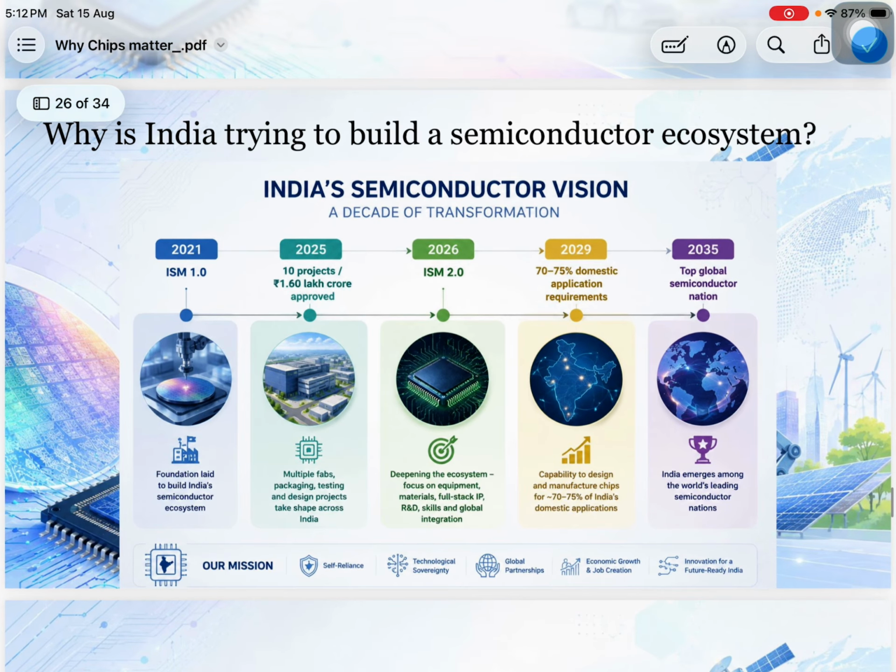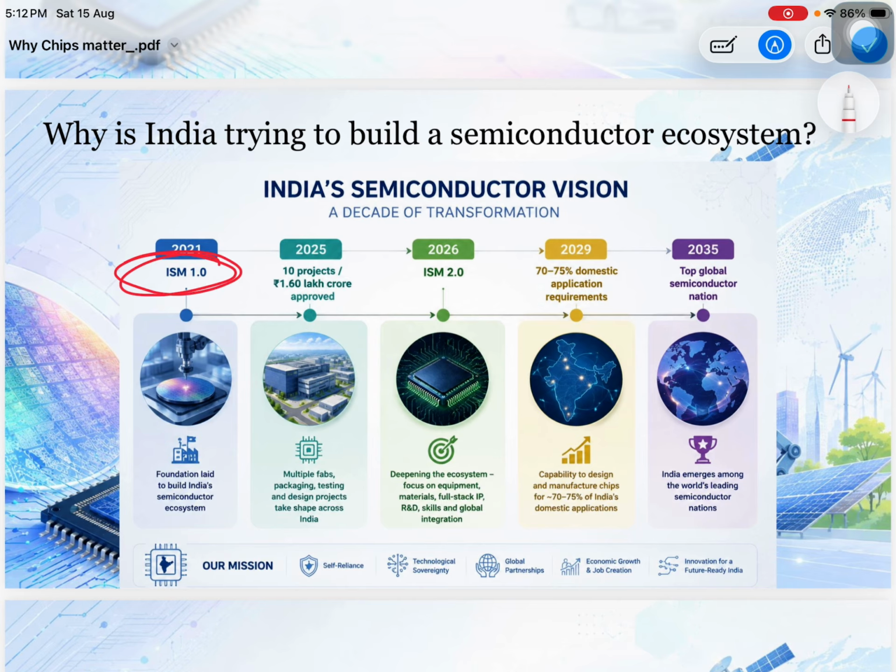This is the vision which we need to discuss, and we know already from the current affairs, ISM 1.0 got started in 2021. At that time it is not written, I will just let you know, it was 76,000 crore. 76,000 crore was invested, and across many years now we have reached 10 projects across our country, and a big sum has been approved due to that.